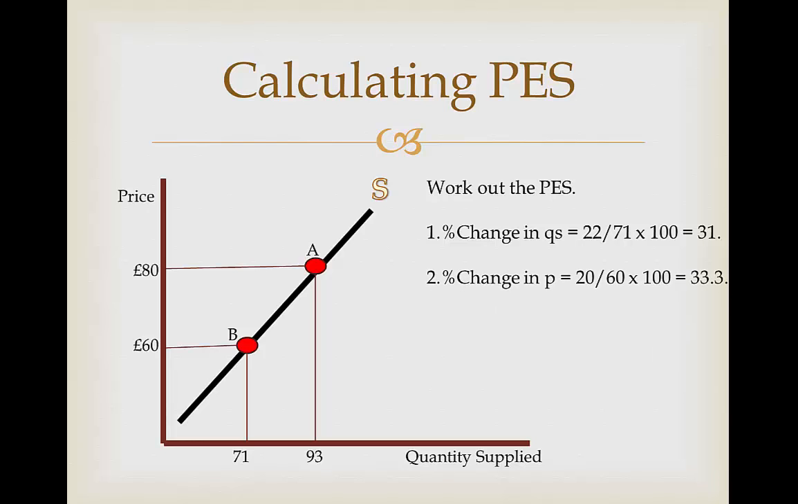Then we have to calculate the percentage change in the price. We do this by getting 20, the difference between 80 and 60, dividing it by the original value and multiplying it by 100, which gives us 33.